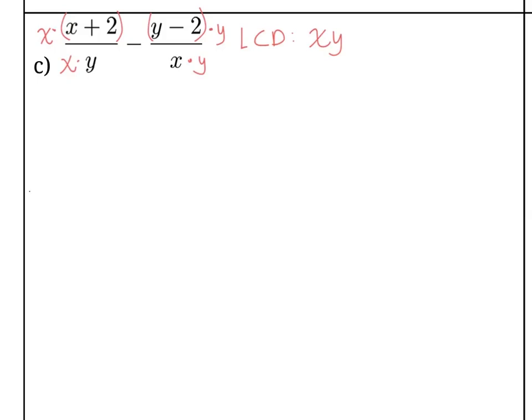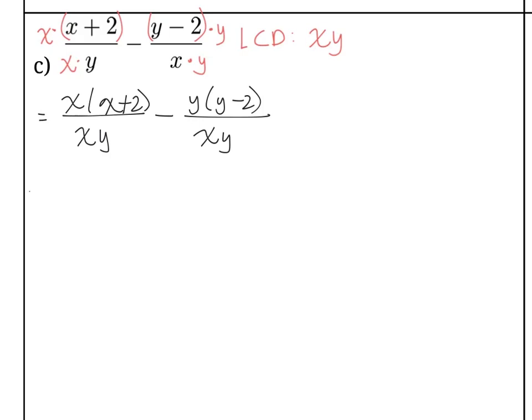So the lowest common denominator is just a combination of the two, which is x and y. So this fraction just gets multiplied by x and this fraction just gets multiplied by y so that they will have that denominator in common. So we have the denominator xy, and in the numerator we have x times x plus 2 minus, again in the denominator we have xy, and in the numerator we have y times y minus 2. So we're ready to combine these two.